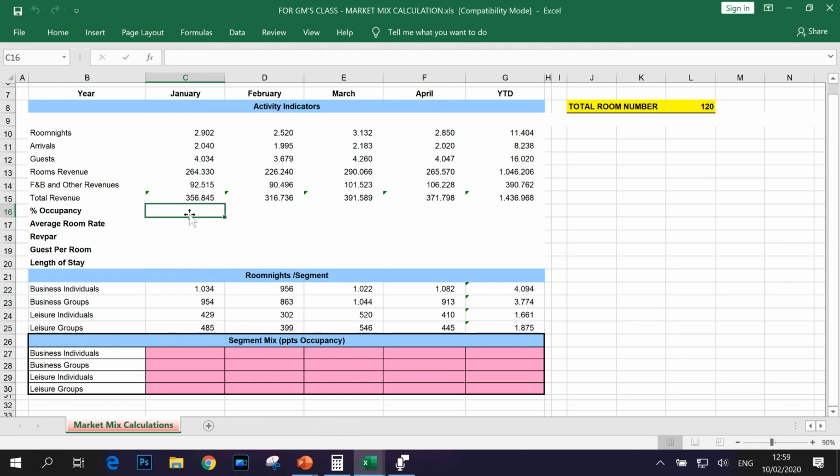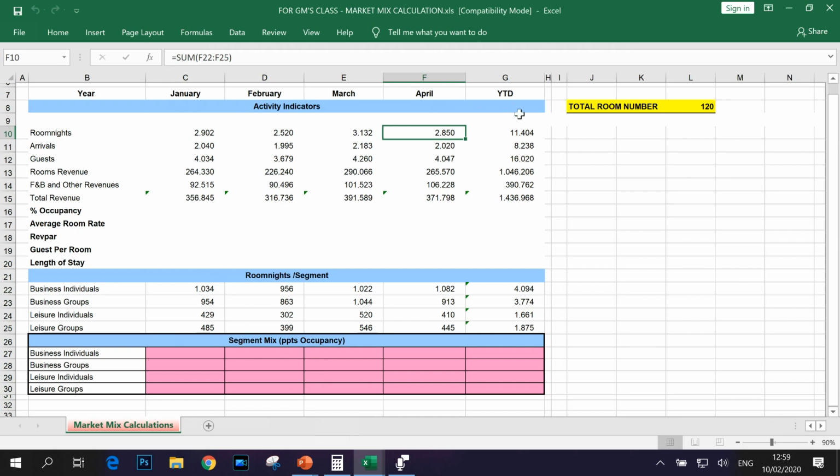Percentage of room occupancy: you know how to calculate occupancy, right? Occupancy equals number of rooms sold divided by number of rooms available. For the number of rooms sold for each month, you have the number given here under room night. So we have a different number of rooms sold for each month. But I do not see the number of rooms available for each month. So we will have to do some calculation first to finalize how many rooms were available for each month.